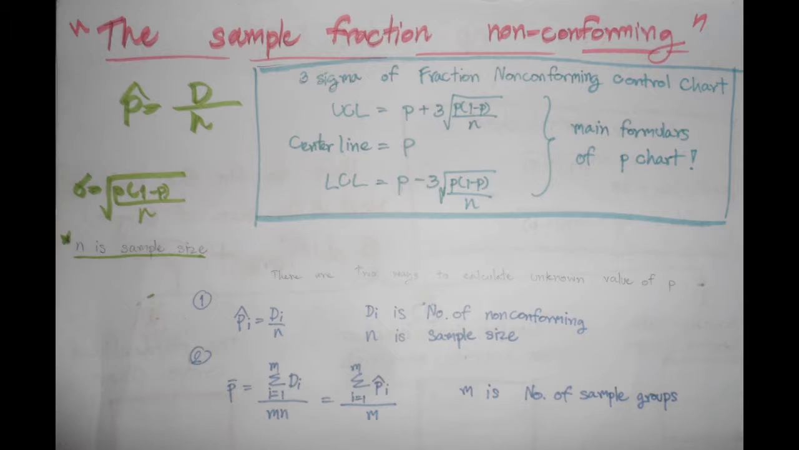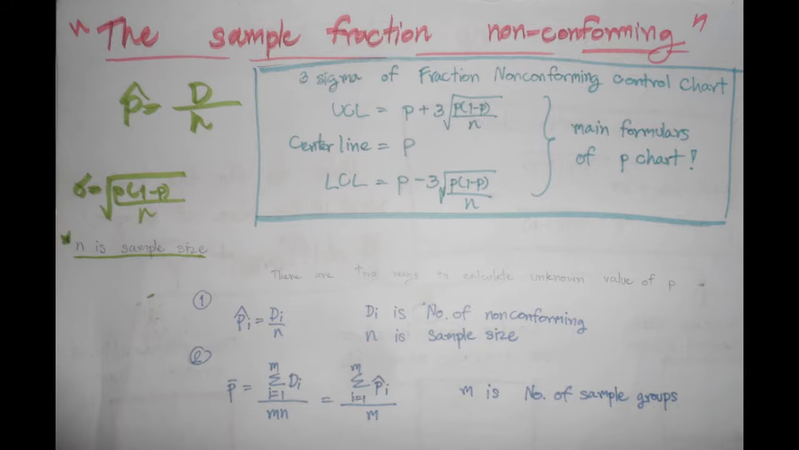Upper control limit is equal to p plus 3 times the square root of p multiplied by 1 minus p, divided by n. Next, the center line is equal to p, and the last, lower control limit is equal to p minus 3 times the square root of p multiplied by 1 minus p, divided by n. All of this is the main formulas of the p chart.